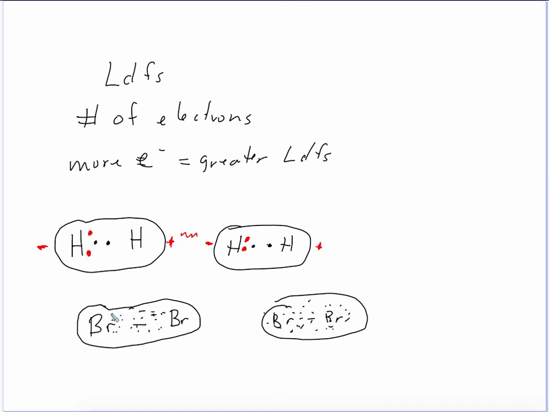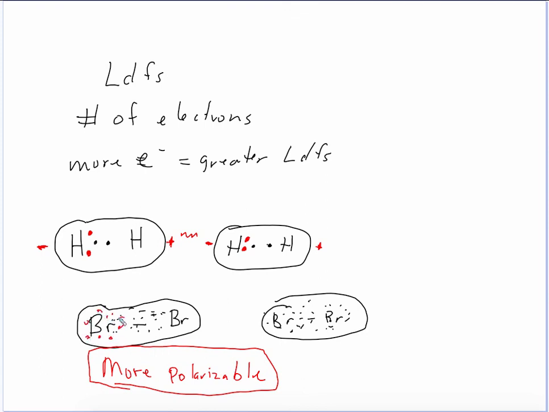Well, bromine has more electrons than hydrogen. And because it has more electrons, and here's a term for you, things with more electrons are said to be more polarizable, if I spelled that right. Okay, they're more polarizable. This is a very important term. More electrons equals more polarizable. What that means is more electrons can be distributed on one side than the other.